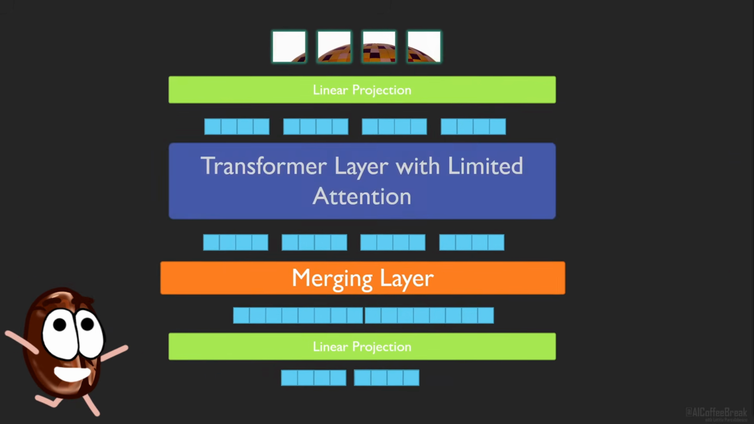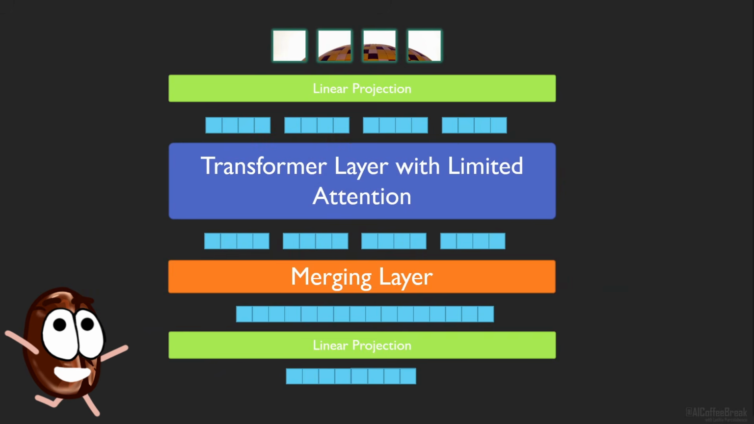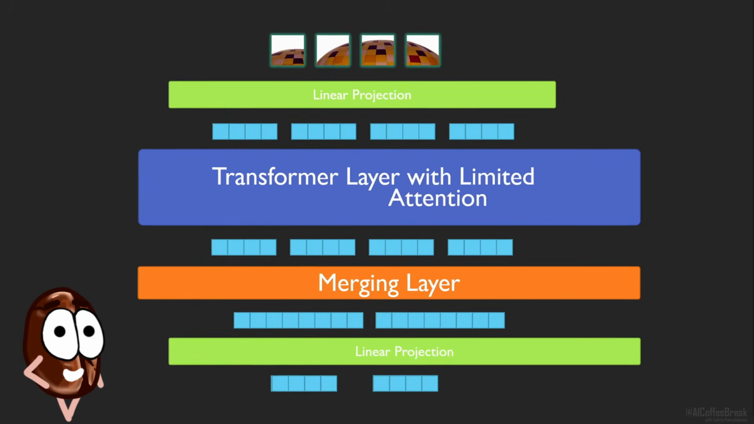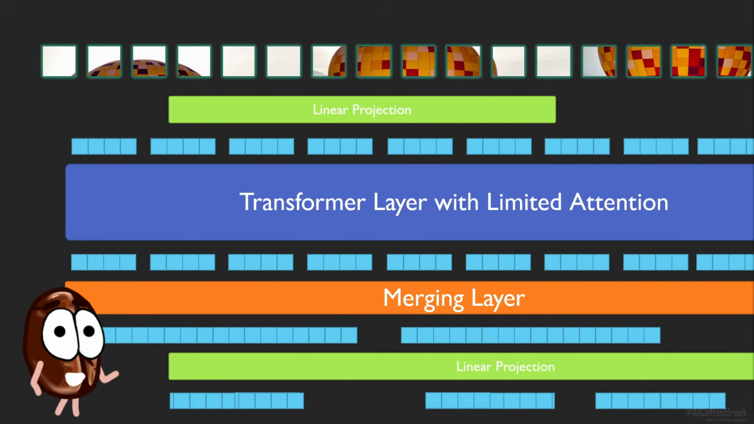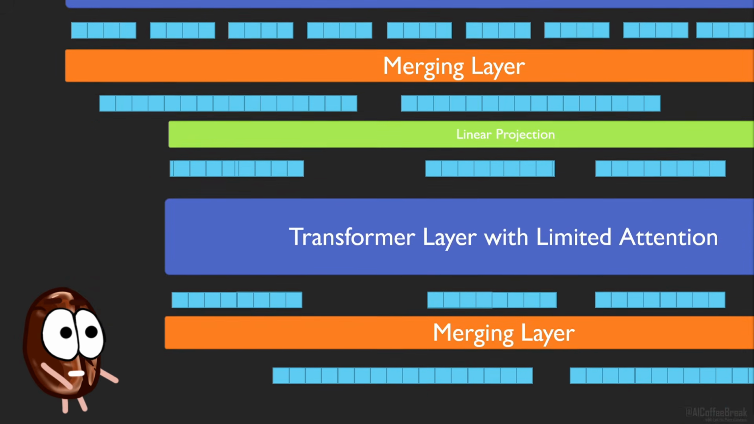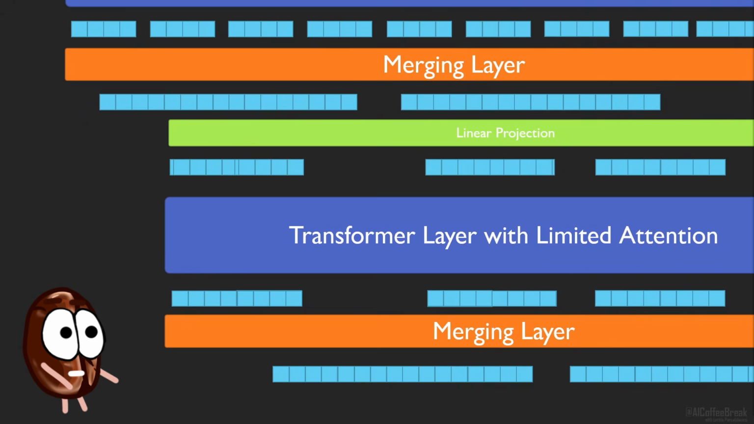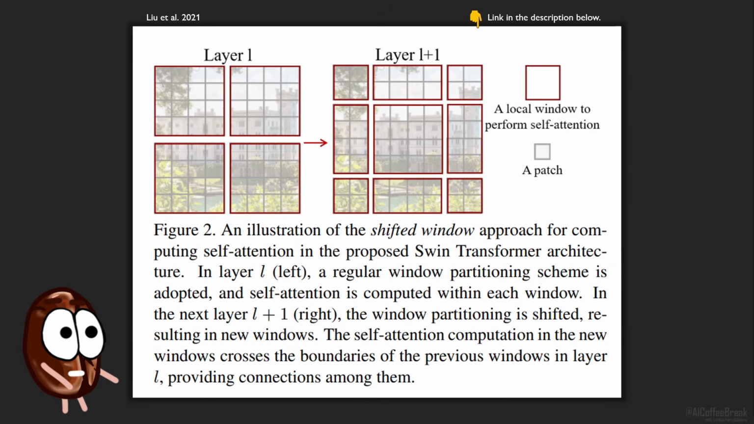Okay, so let's simplify here a bit. If in the beginning we had 4 patches, now we would have 1 patch. But note that the hidden representation has been doubled in order to increase the capacity to capture information from a larger region. And then again, the whole process repeats. A limited attention span transformer module is processing the output, and this goes on and on. But each time the attention window is shifted with respect to the previous layer.